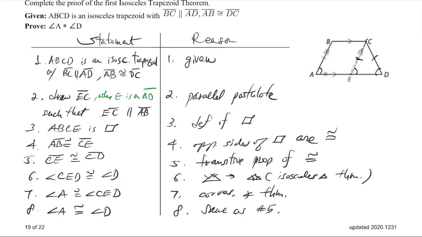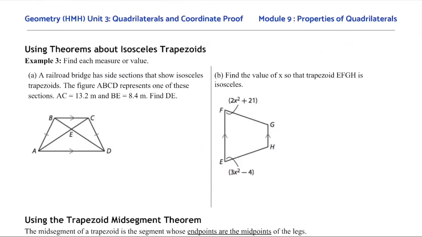Okay, all right. So what to do next? We got some problems that we need to work on, right here, using theorems about isosceles triangles. So we have this question. We have a railroad bridge that has side sections that show an isosceles trapezoid.